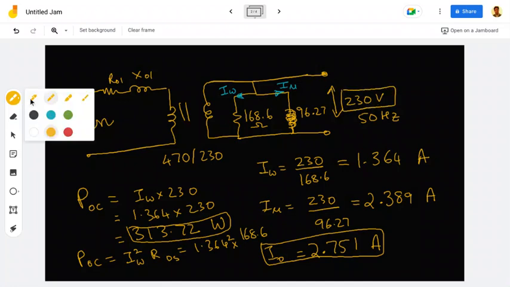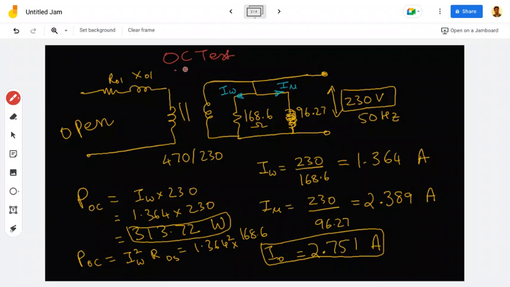So if I'm doing the open circuit test, the voltmeter should read 230. This is the voltmeter reading, this is the ammeter reading, and this is the wattmeter reading. So three readings I got from the OC test.